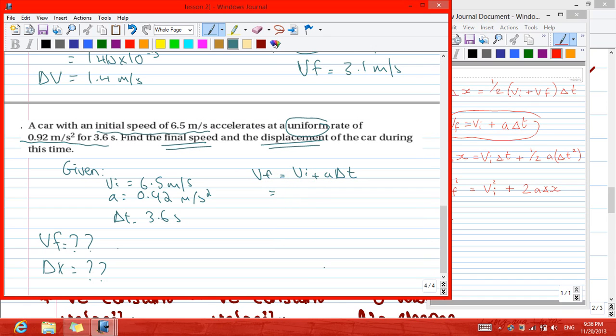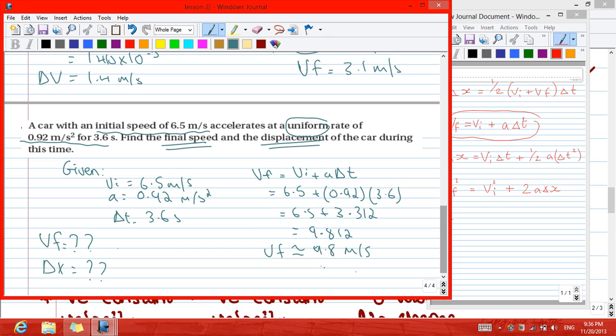So 6.5 plus A, which is 0.92, times delta T, which is 3.6. We multiply, we're going to get 3.312 plus 6.5, which equals 9.812. So it's around 9.8 meters per second for the Vf. We're done with the first part of the question.